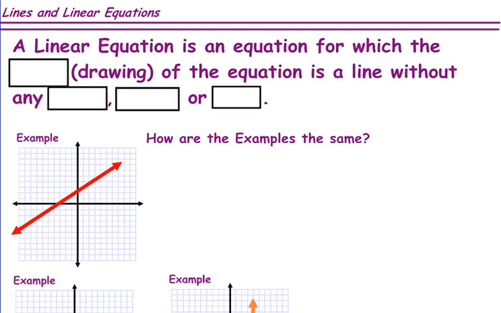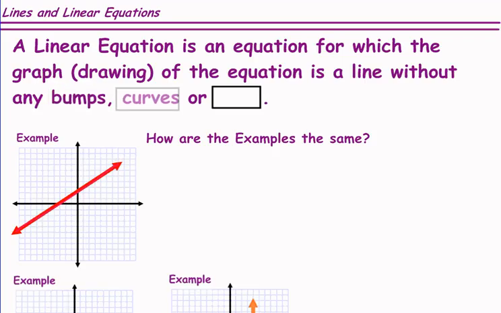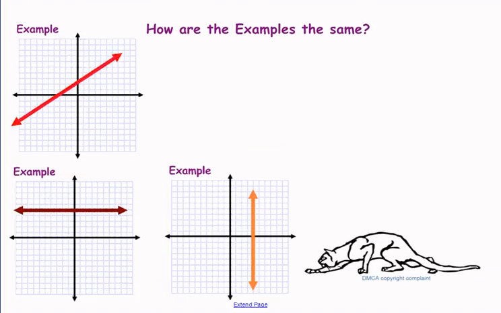Now, a linear equation is an equation for which the graph, or the drawing, and that's that red line that you see right here, okay, that is a graph. The grid is called a coordinate system. The graph is always referring to the drawing of the equation, and it is a line that does not have any bumps, curves, or turns. Now, I want you to look at these three examples I've given you.